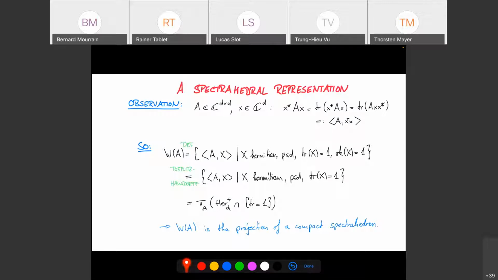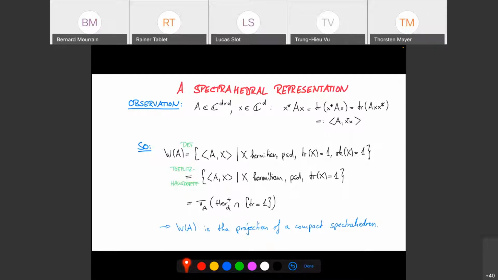Okay, so this is really the definition rewritten with this observation on the top of the slide. Next I want to drop this constraint that the rank of the matrix is equal to 1. I can drop it because I know by the Toeplitz-Hausdorff theorem that the numerical range, this set, is convex. So I know that the convex hull of the rank 1 Hermitian matrices of trace 1 is the set of all PSD Hermitian matrices of trace 1.